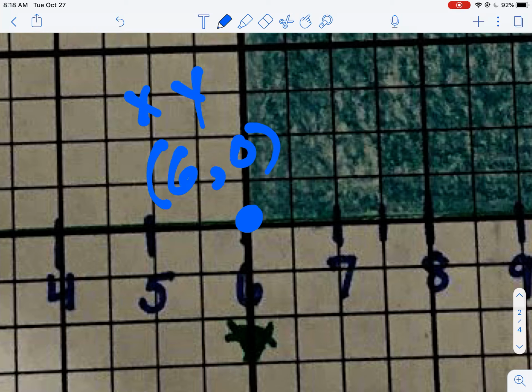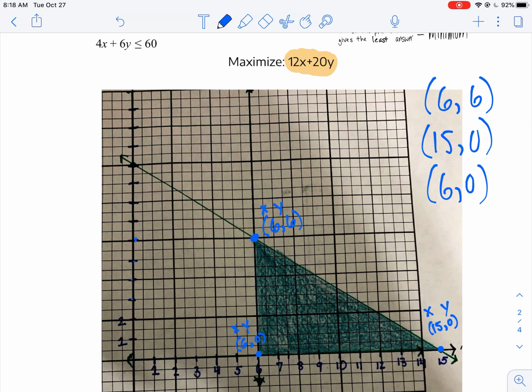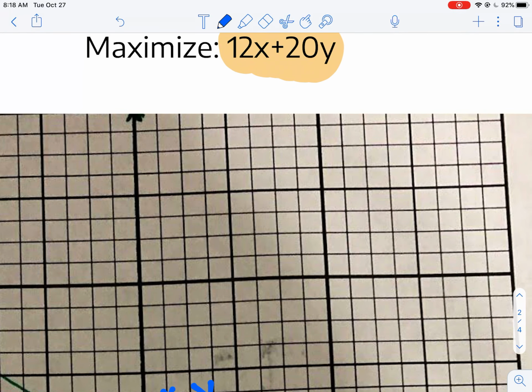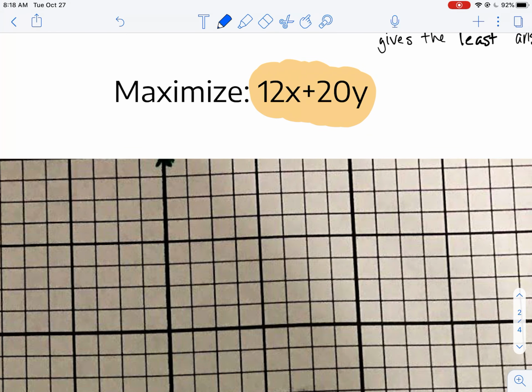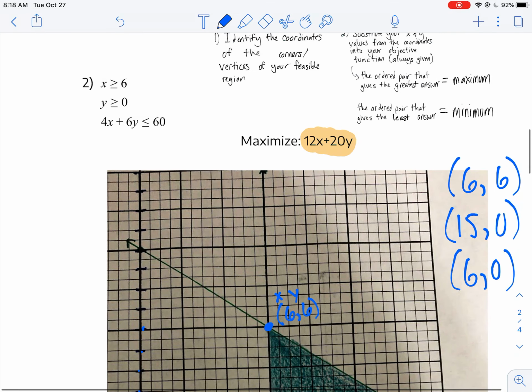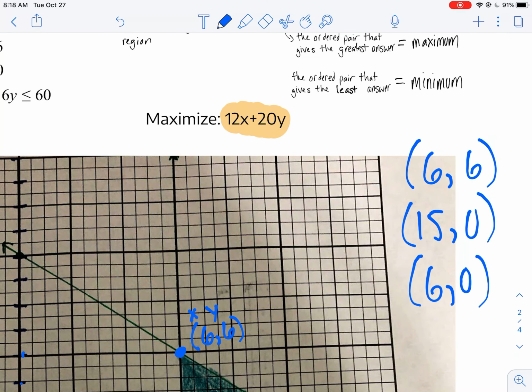All right, I'm going to write these coordinates off to the side: 6, 6; 15, 0; and 6, 0. Now, this problem is asking me to maximize, but I'm going to show you how you can maximize and minimize as well. If you think about the word maximize or maximum, it means getting the most. So what you're looking for is which coordinates are going to give you the greatest answer for your objective function.